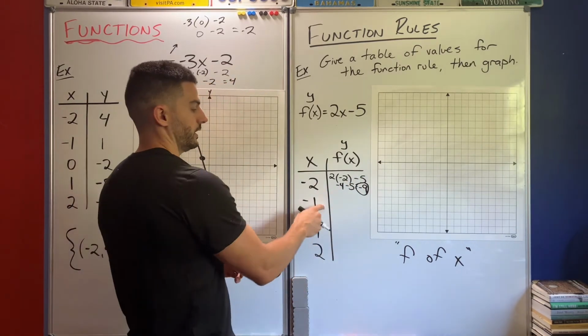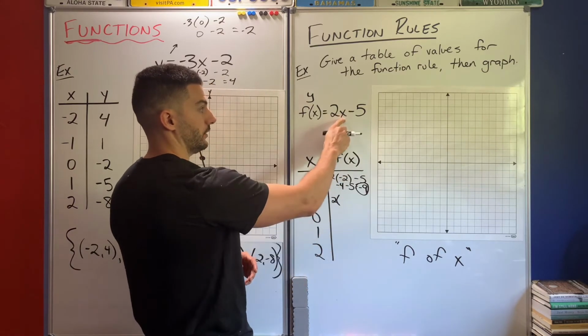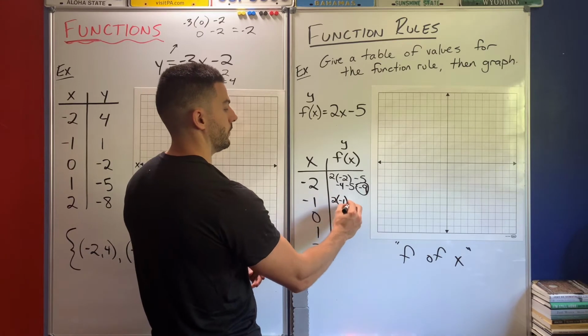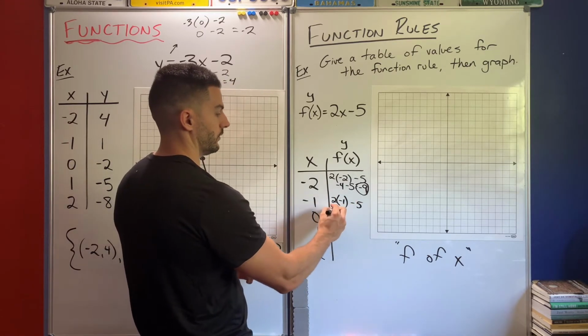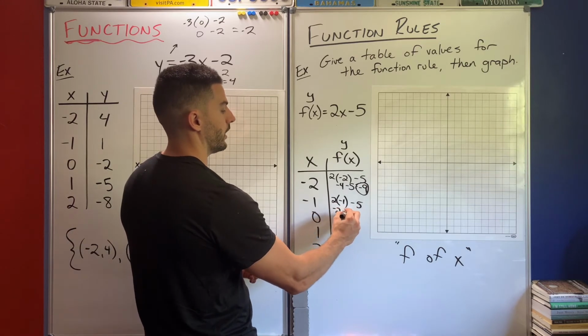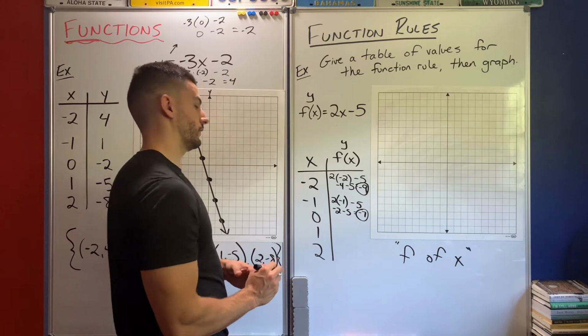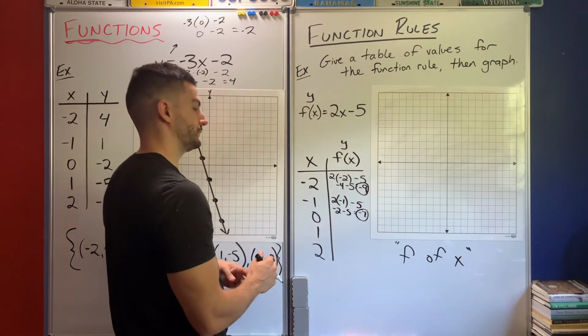Okay, there we go. And then I do the next one. So again, I'm just substituting in the x value into the equation. So 2 times negative 1 minus 5. And again, same thing. I multiply 2 times negative 1 is negative 2. Negative 2 minus 5 is negative 7. Okay, so negative 7 is the y value or the f of x value there.